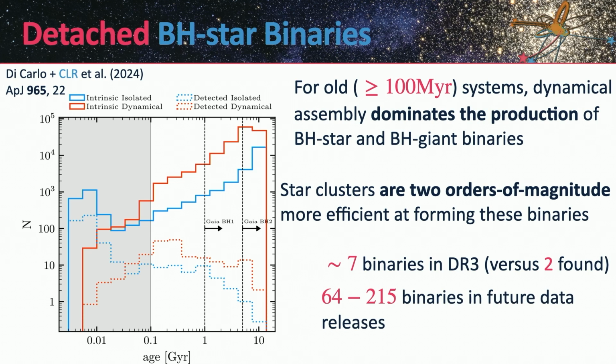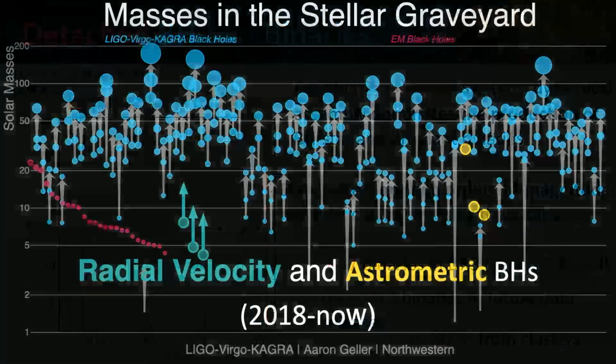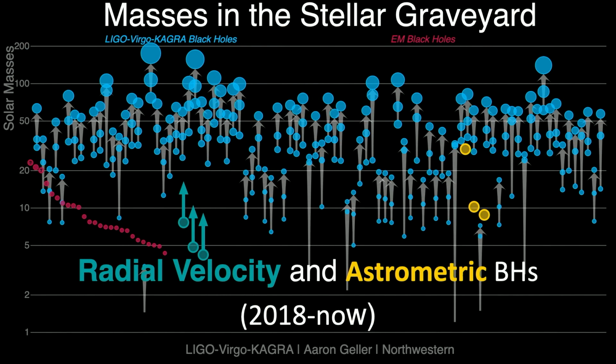Our forward modeling predictions are that we expect anywhere from about 60 to 200 binaries to be detected in future data releases. This is black hole star binaries. And about 80% of those we expect to come from clusters. And so that's pretty much where we are in terms of this.